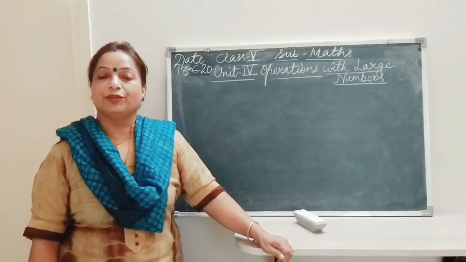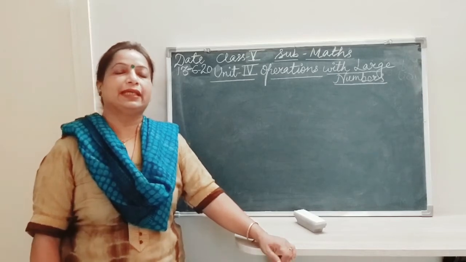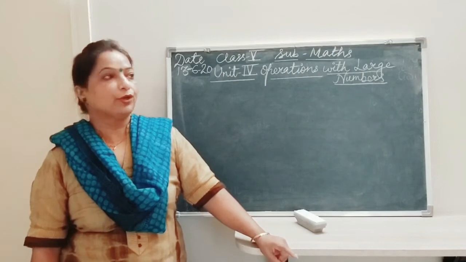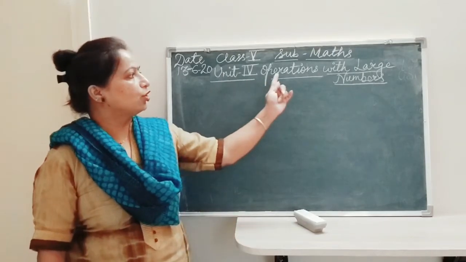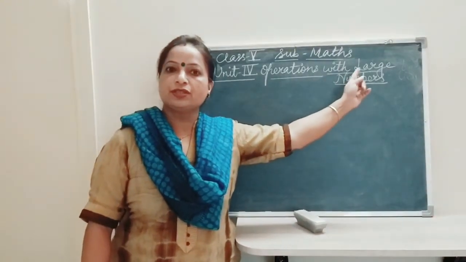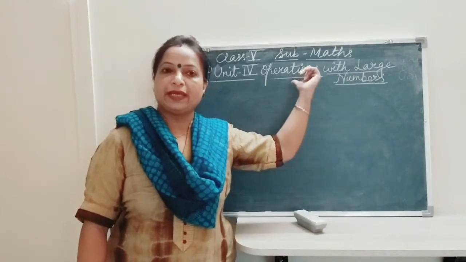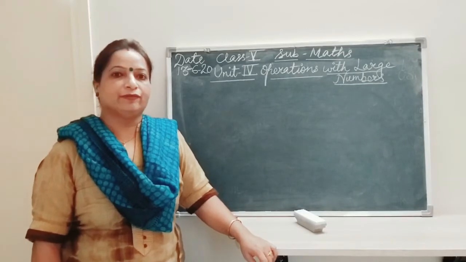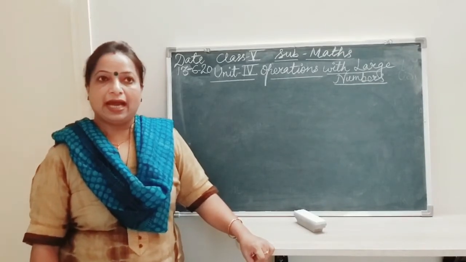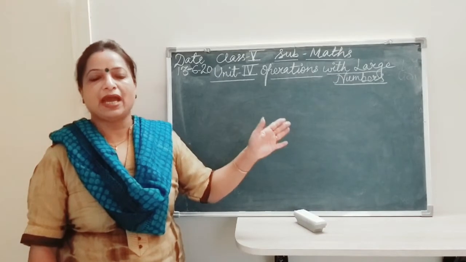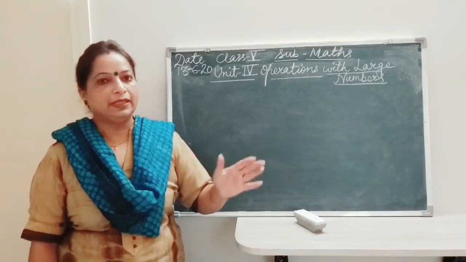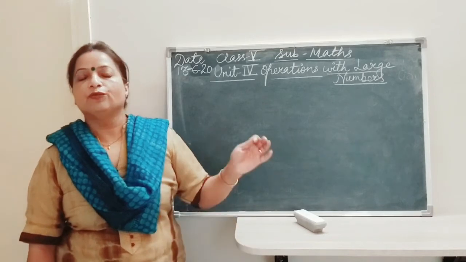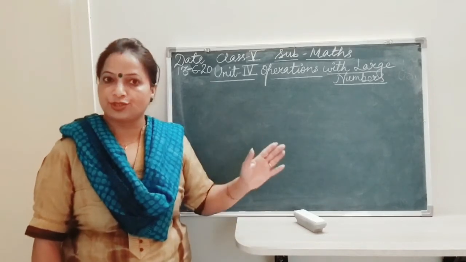So in your UT you have got large numbers. I think large numbers are clear to everyone. Now in this video we are going to start this unit 4, that is operations with large numbers. Operations means you have to add, subtract, multiply and divide large numbers over here, and it is just the same as you add, subtract, multiply and divide the small numbers. Okay, so we are going to start with the addition over here.